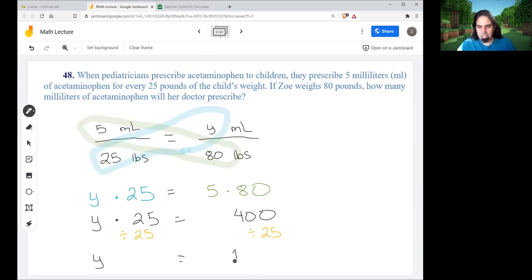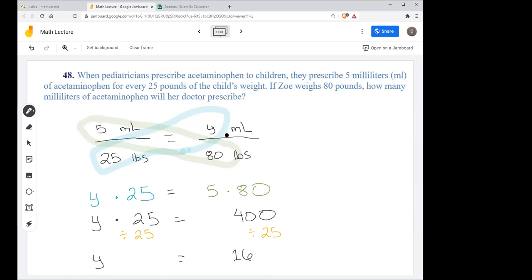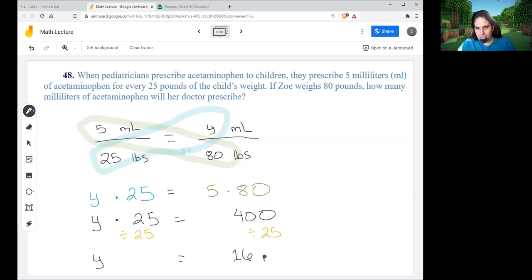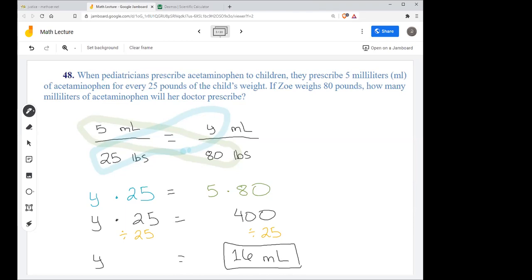16. 16. And then this is mils, right? Up here, y is mils. Questions about that one? I'm good. I'm good here. Okay.